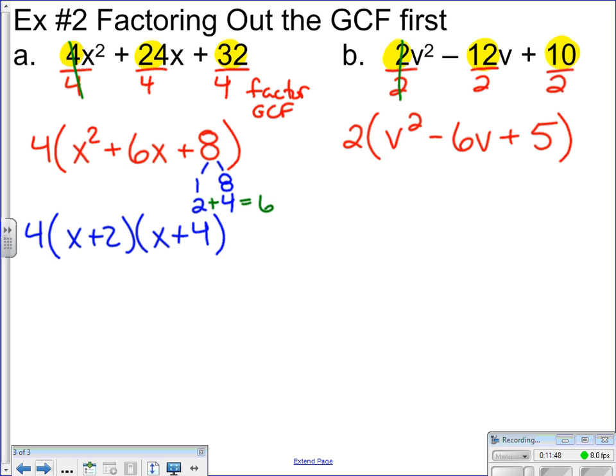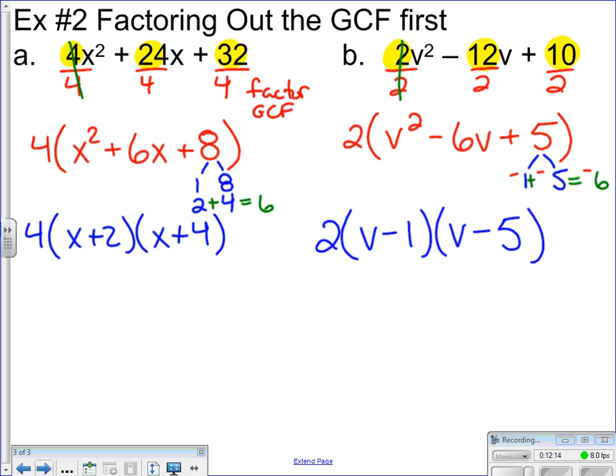Now we try to figure out and factor the trinomial inside the parentheses. The only way to get 5 is 1 times 5. And 1 plus 5 does equal 6. But since it's negative 6, I need both 1 and 5 to be negative. So my factors will be the 2 in the front, v minus 1, v minus 5.